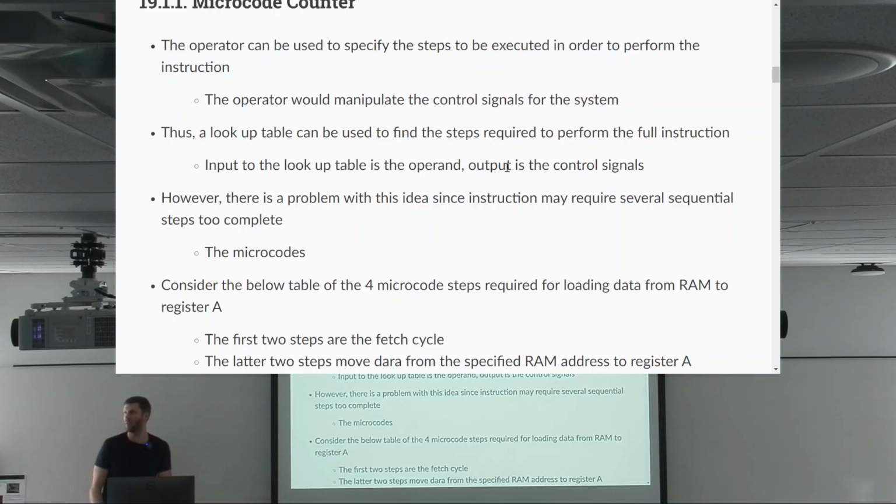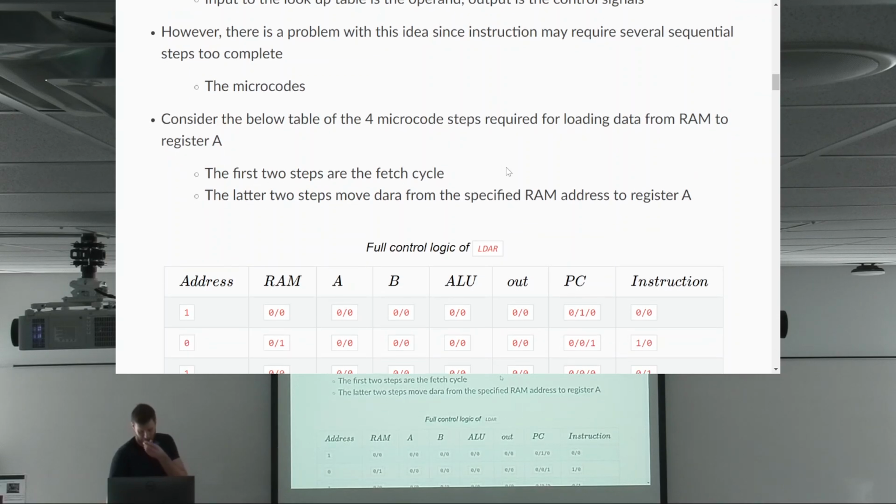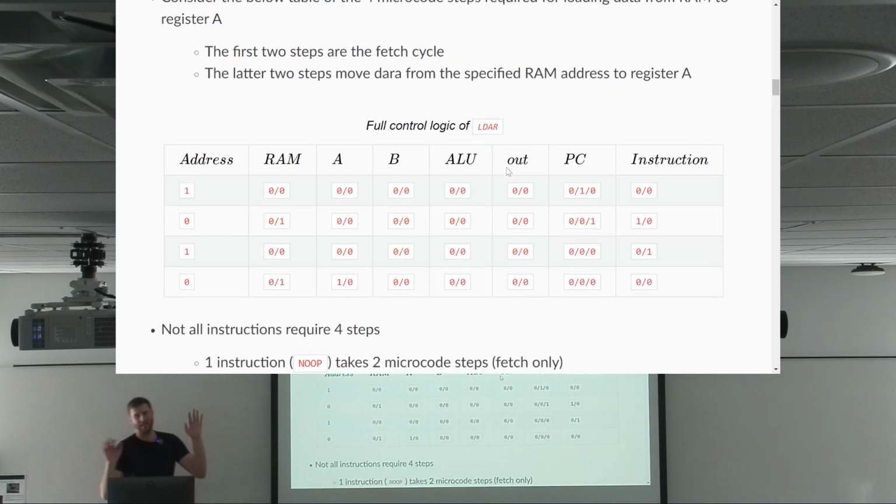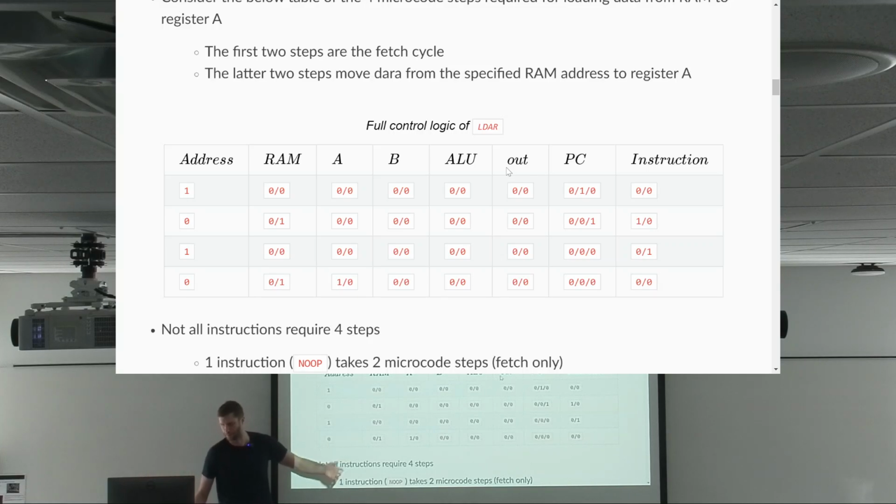However, there's a problem with the idea since instructions take several steps, the microcodes. So consider the below table of the 4 microcode steps to load data from RAM into register A. I'm using that particular instruction as an example. I've used it several times before, but hopefully you get that I'm just using it as an example.